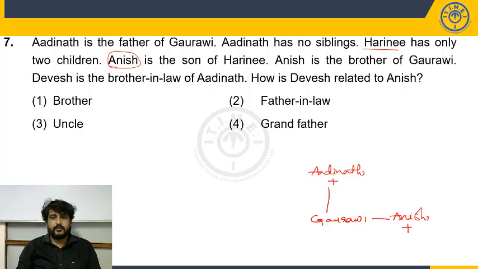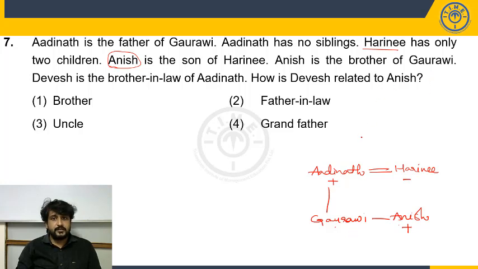Anish is the brother of Gauravi. Earlier we have the point Anish is the son of Harinee. Gauravi is the child of Aadinath, and these two are siblings. So definitely we can say that Aadinath and Harinee are the couple, and Harinee is a female. We don't know the gender of Gauravi so far. Anish is the brother of Gauravi.